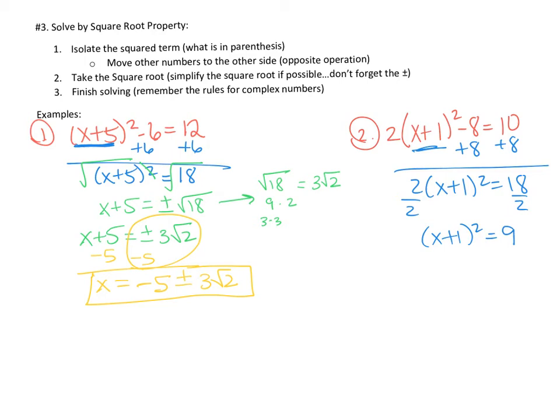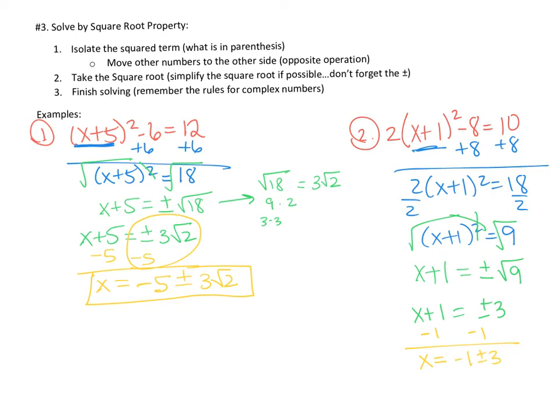Now that that squared term is isolated, I'm going to take my square root. Remember, when I take the square root, I can cross off that square part, and I'm going to get a plus and a minus on the other side. The square root of 9, I don't even need to take that over to the side. I know that the square root of 9 is 3. But it's not just 3, it's plus and minus 3. So be careful with that. Now I need to finish solving, so I'm going to subtract 1 here. So I've got x equals negative 1 plus or minus 3.